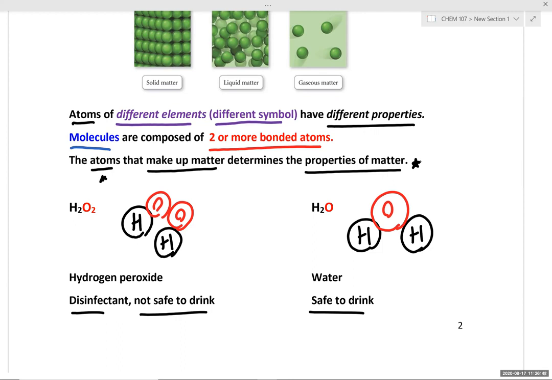Does this idea make sense to everyone? Is everyone comfortable so far?